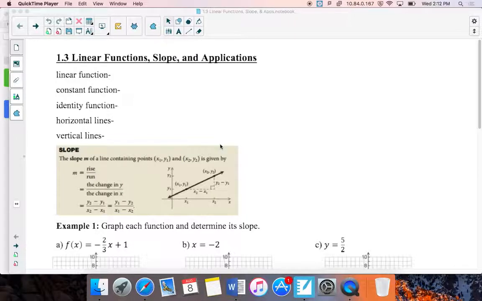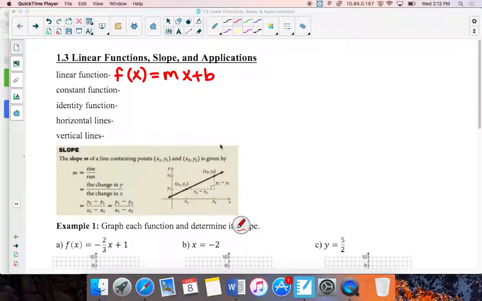A function is something where we label it f of x, a little bit different than just y equals, but remember that that f of x is the same thing as a y. It's just showing us that it specifically is a function. So linear, we're going to commonly use that mx plus b.